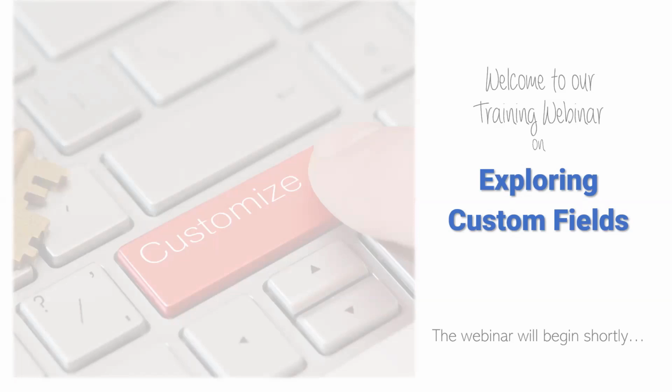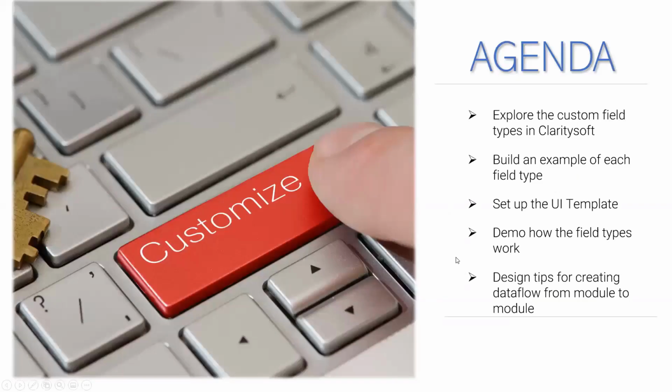Today, our topic is exploring custom fields. What we're going to be doing today is learning about all the different custom field types that are in the Claritysoft database and how to build them in your database. Hopefully, some of the things we'll see today will give you some ideas on how you can maybe improve your existing database and add some new fields to it, kind of spruce it up for the new year.